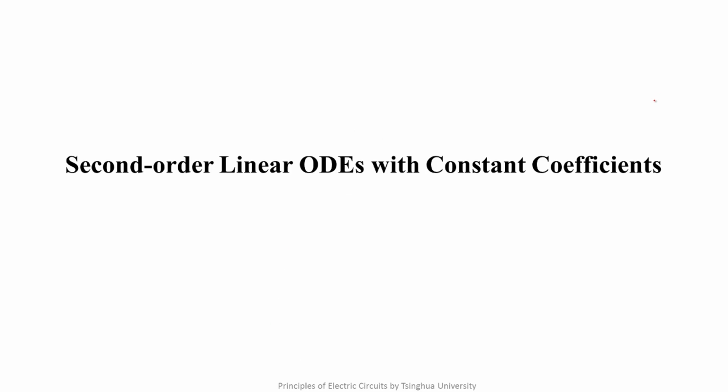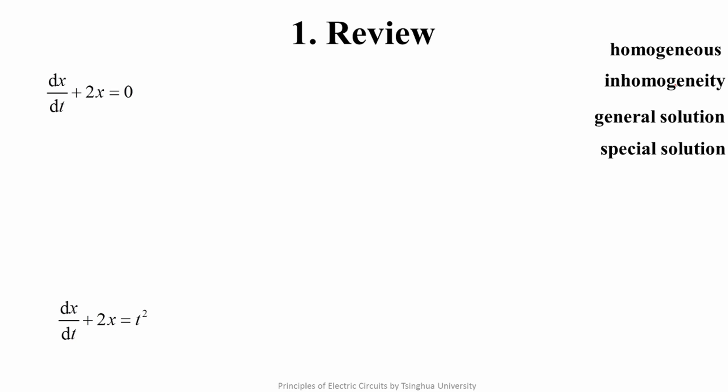Before starting the formal introduction, we also need to learn the solution of the second-order linear ODE with constant coefficients. Let's review the first-order ODE. The first-order ODE can be divided into two cases. One is a homogeneous equation whose right side of the equal sign is 0. Another is an inhomogeneous equation whose right side of the equal sign is a function of t.